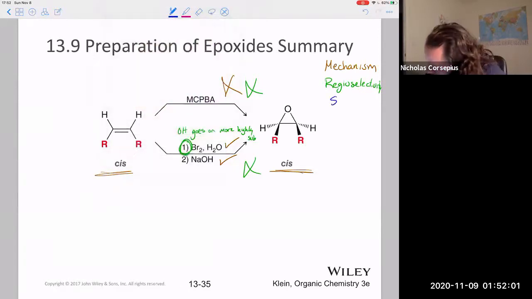And then lastly is stereoselectivity. And these are both going to be syn additions.